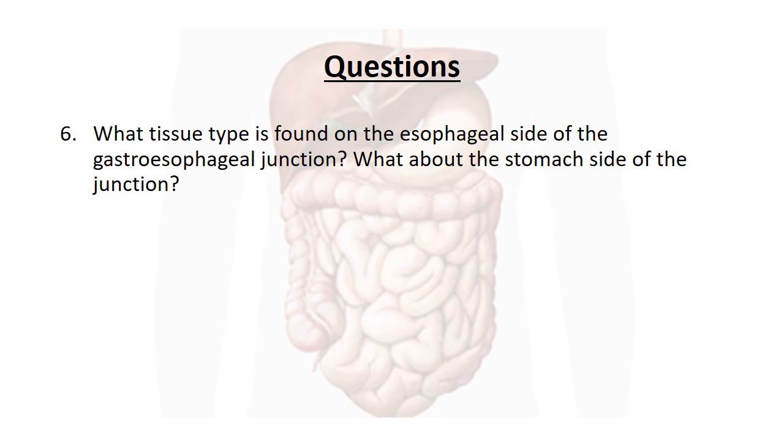All right, so question for this one. What type of tissue is found on the esophageal side of the gastroesophageal junction? And what type of tissue is found on the stomach side of the gastroesophageal junction?